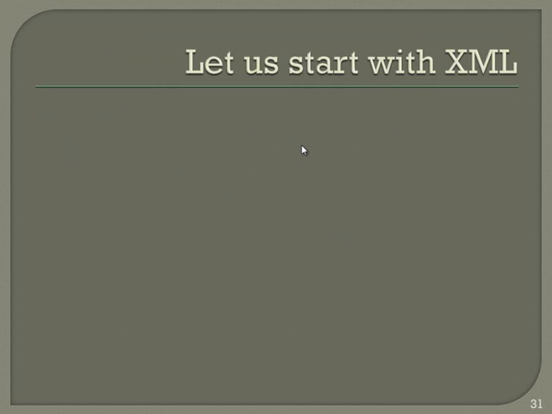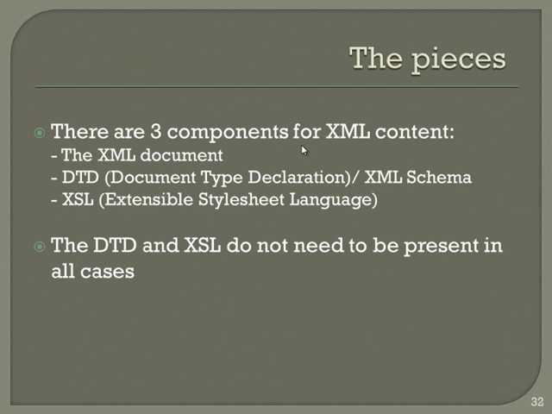Okay, so let's go to the XML. We'll start with the XML now. When we talk about XML in general, there are three things required. One is we need an XML document. The next one is optional: you may require either a DTD or the schema, one among them. And the third one is XSL.